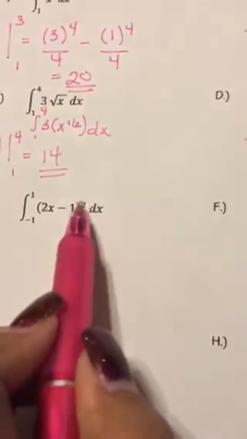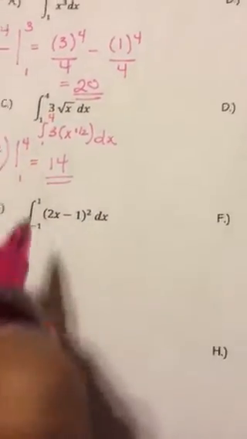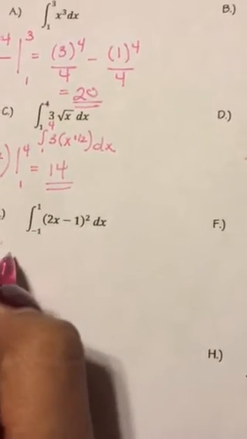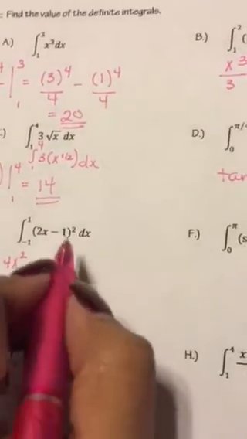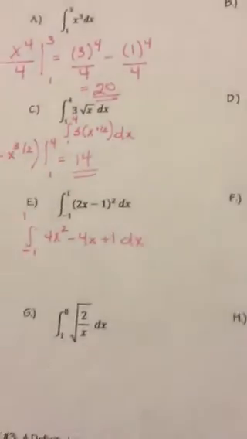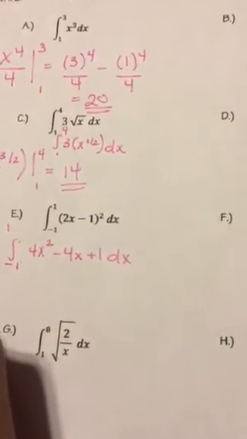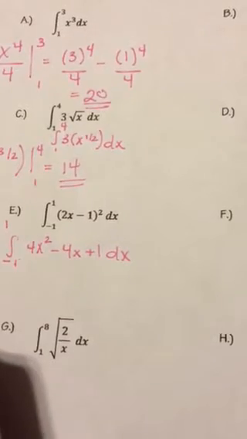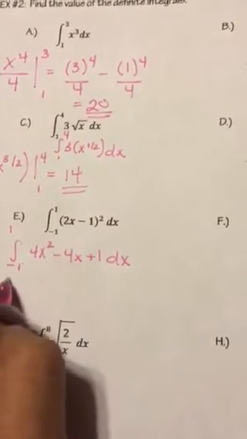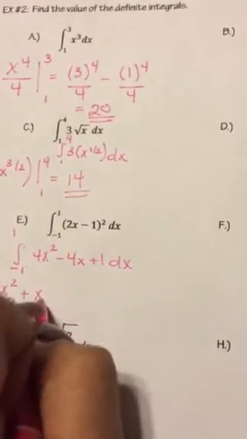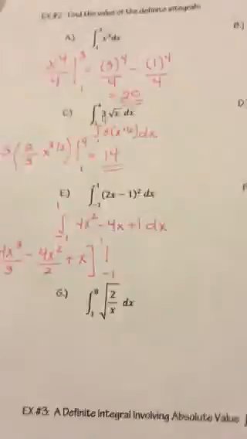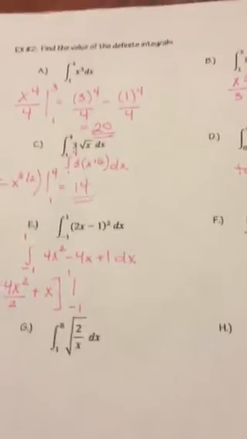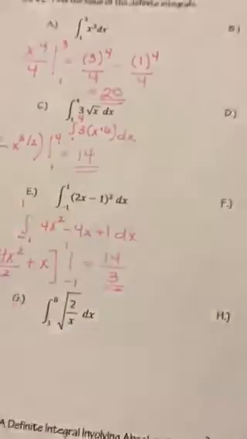Here, we need to FOIL this first before we integrate it. So that's from negative 1 to 1 of 4x squared minus 4x plus 1 dx. Now you integrate it. That would give us 4x cubed over 3 minus 4x squared over 2 plus x, and all of it being evaluated from negative 1 to 1. We substitute in our values, and that would give us 14/3.